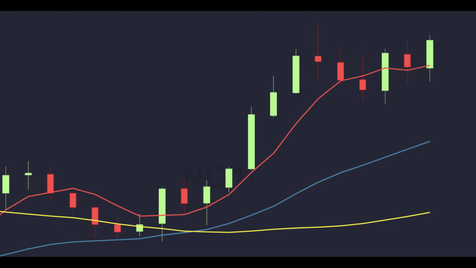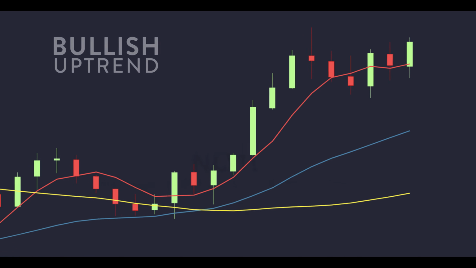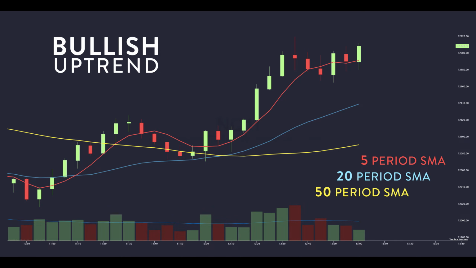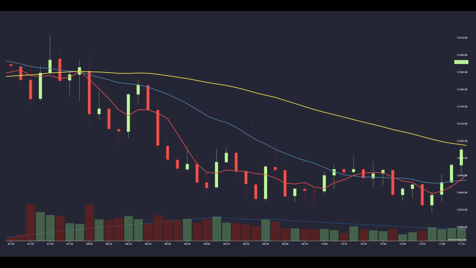One of the first ways a trader can utilize moving averages to make a trading decision is by using them to determine the general trend at any given time. We can do this by observing where the moving averages are in relation to one another, as well as where price is in relation to them. In an uptrend, price trades above the moving averages, and the moving averages themselves tend to be in order from fastest to slowest, top to bottom. In the example pictured, we can see price above the 5 SMA, which is above the 20, and they're all above the 50.